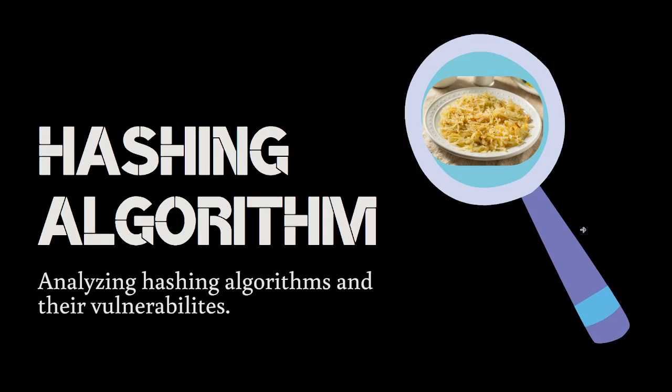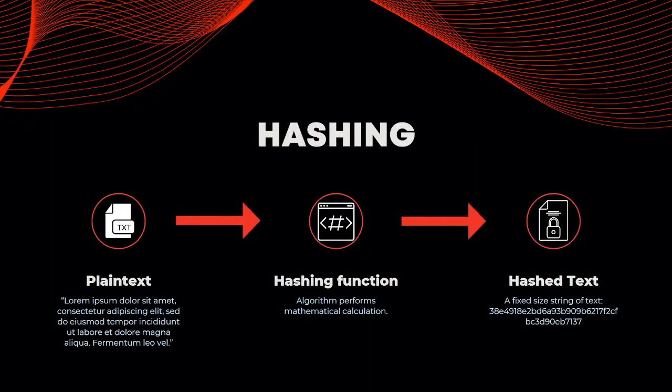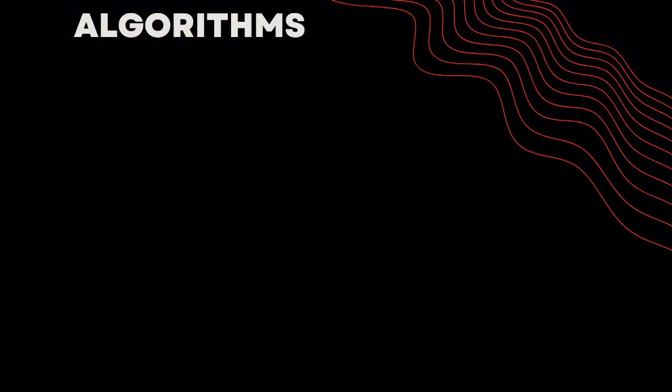Hello, my name is Julian Vasquez, and I'm going to talk to you about hash collisions, also known as birthday attacks. But first, what is hashing and what does it do? A hashing algorithm is a mathematical function that converts an input into a fixed size string of bytes. This output is typically a sequence of characters or digits known as a hash value or hash code.